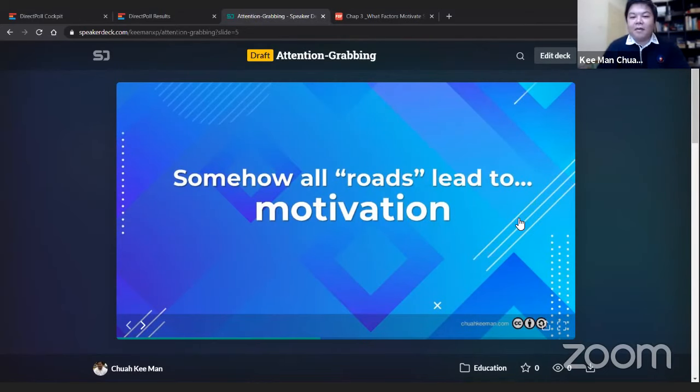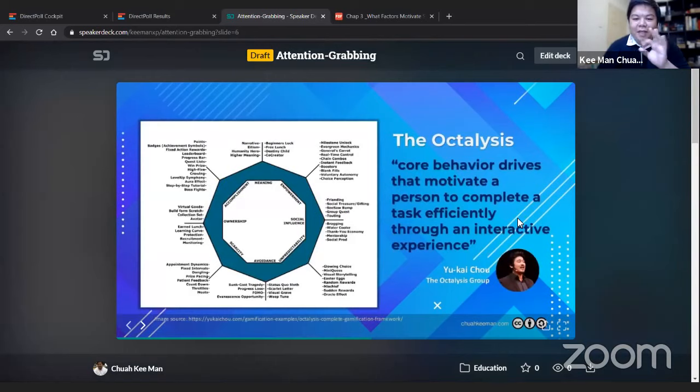But anyway, I'm going to share 3 tips only, right? Based on this Octalysis framework, the core behavior that drives or motivates a person to complete a task. Now, the founder of the Octalysis Group, Yu-kai Chou, actually uses this for game design, right? But after using this for a couple of years in some of my learning design research and all that, I noticed he kind of summarized the essence of how learning should be designed. Doesn't matter whether it's online or face-to-face. If it's online, it's even better because you get more tools to help you.